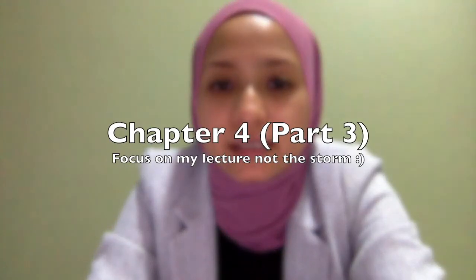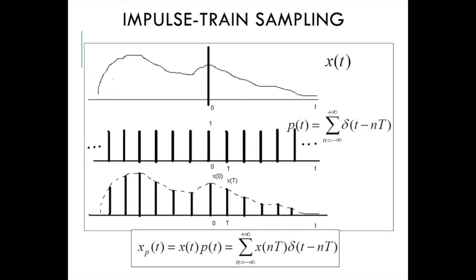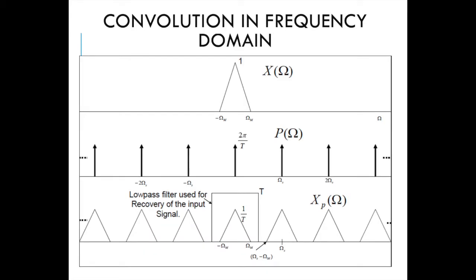Okay, next is slide number 12. It is on convolution in frequency domain. If you still remember, slide number 8 is impulse train sampling. That one is done in time domain form. In slide number 12, it is in frequency domain form.